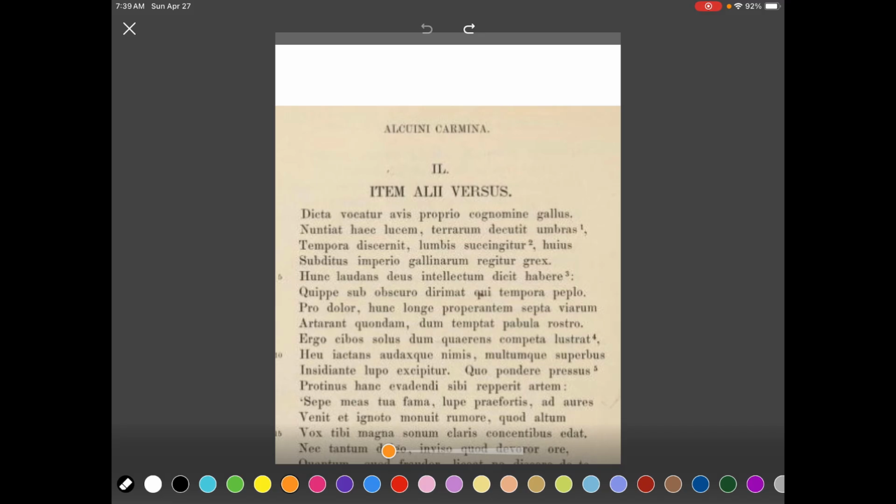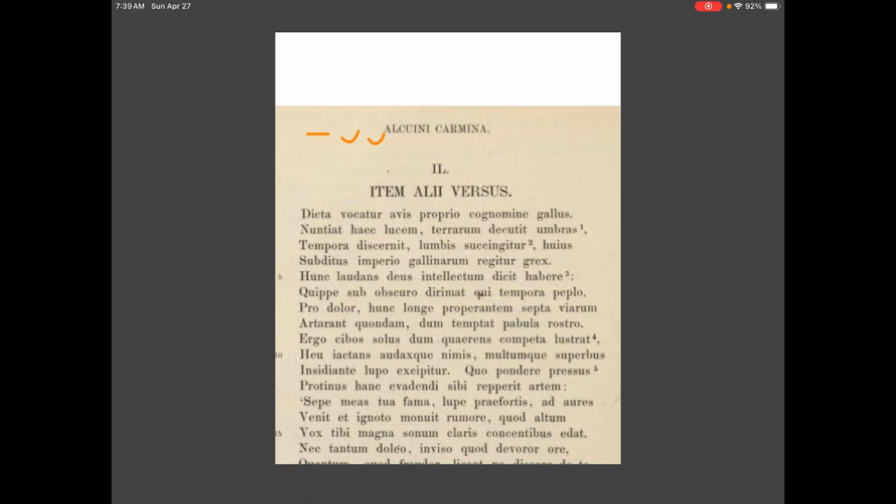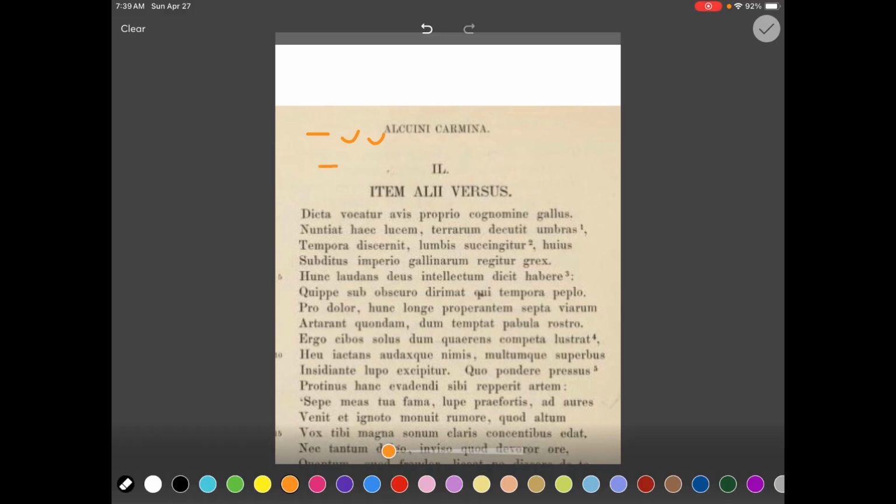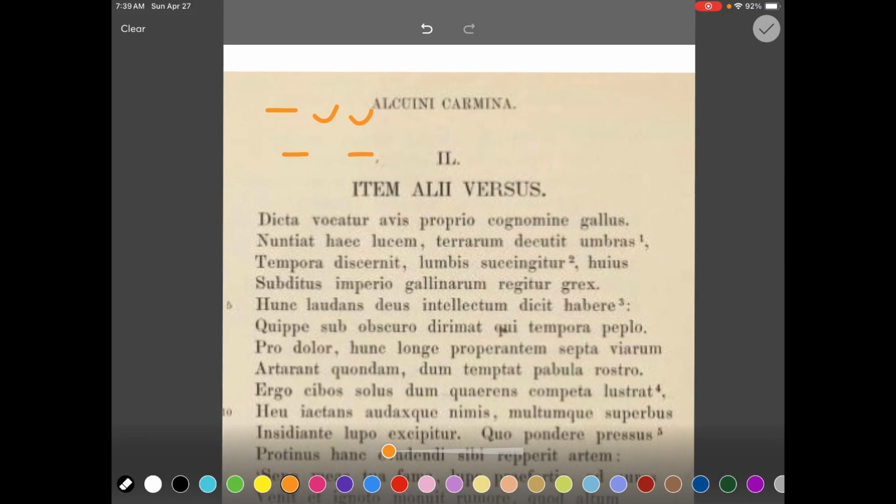So the poem is written in a meter called dactylic hexameter. Each line contains 6 feet. Each foot contains either 1 long syllable and 2 short syllables, or 2 long. So we can maybe mark up and scan the first line just to see how that works.